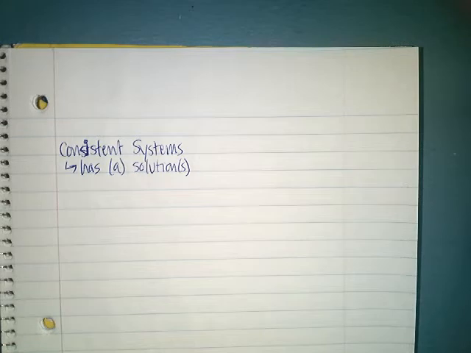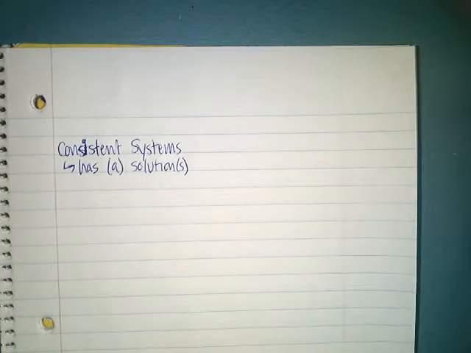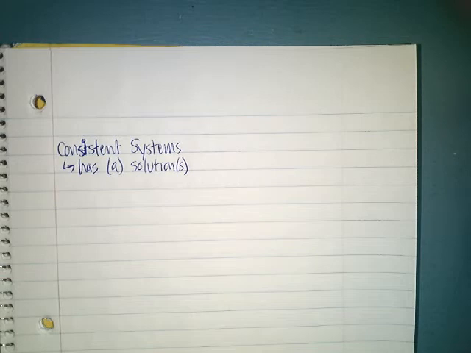So one thing I wanted to talk about is consistent versus inconsistent systems. So consistent, sorry, I'm writing this wrong. Consistent, that's an I, sorry, consistent systems are systems that have a solution or multiple solutions. So there's two possibilities. If a system has a solution, it is consistent. So as long as there is a solution, it is consistent.